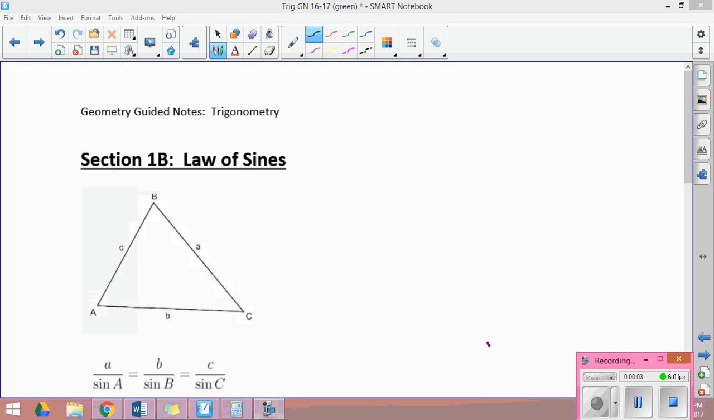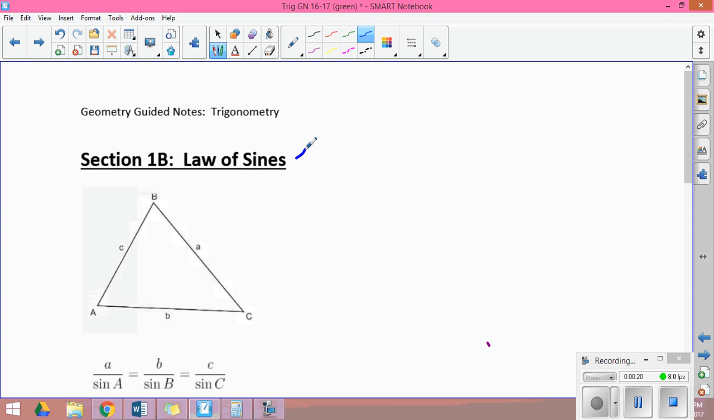Part 2, we're going to talk about some new formulas. Now, if you remember, the Pythagorean theorem only works on right triangles. And if you remember SOHCAHTOA, we will review it later, it only works on right triangles. But there are a lot of triangles in the world that are not right triangles. And so this law of sines works for all triangles.